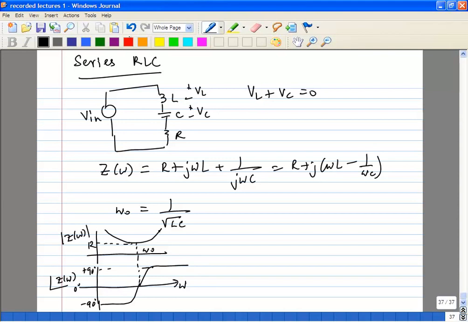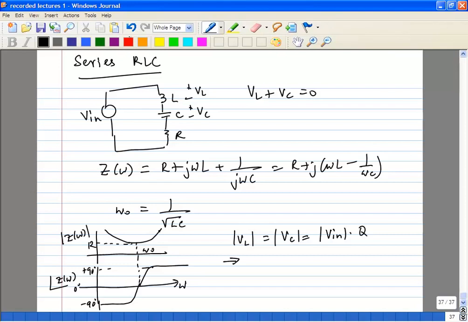And I want you to prove for yourself the analogous case, very easy, which is the voltage across the inductor and the voltage across the capacitor are both the input voltage times Q. Similarly, there we saw the current through the inductor and the capacitor was Q times the input current. Here it's Q times the input voltage. And what that means is, it's not just a short. You actually have very large voltages that can be developed across the L and C.